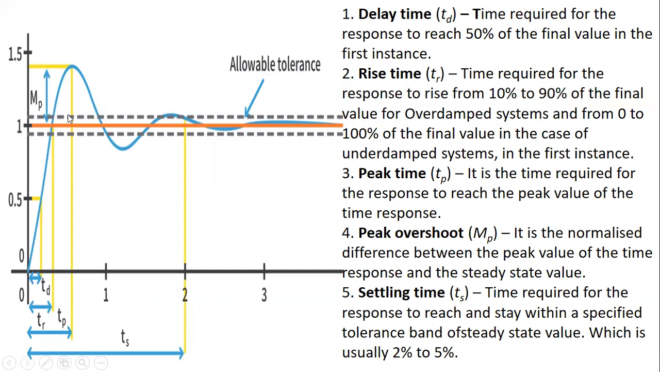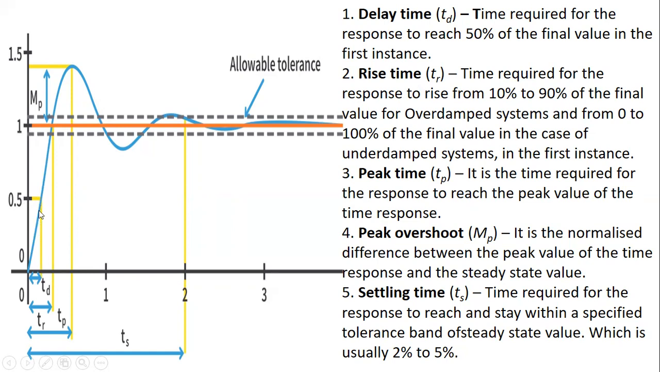Similarly, we will see here, number 1 is the delay time, TD. Here, TD is from this to this. This is the time required for the response to reach 50% of the final value at the first instance. So 50% of its final value. The final value is 1, so 50% of its final value is 0.5.